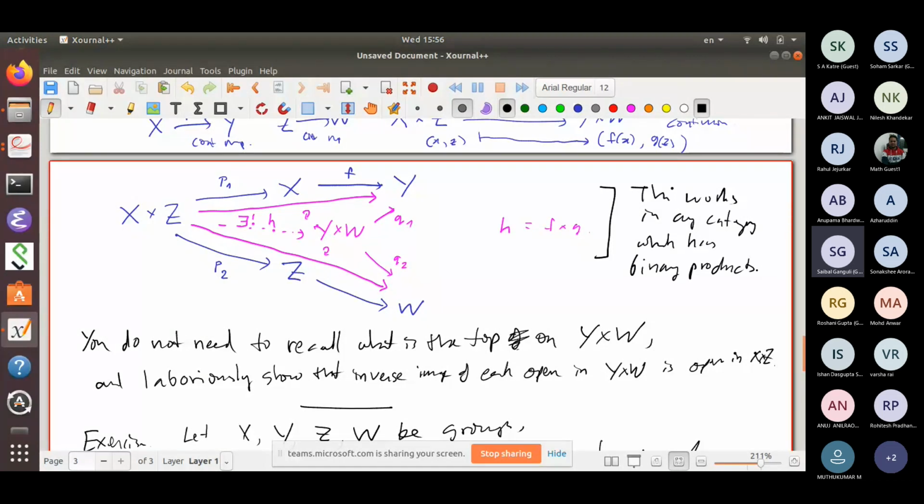Metric spaces with non-expanding maps. So then this map H is automatically a non-expanding map. You don't have to again write the metric and check inequalities. This proof is a master proof for everything.